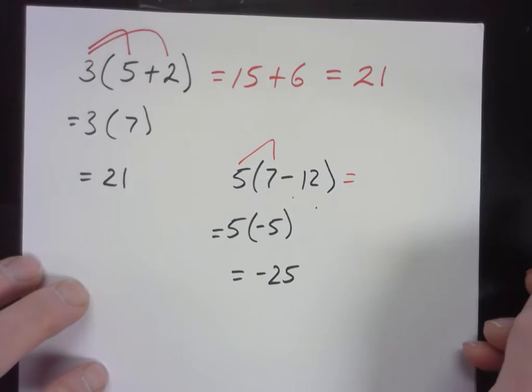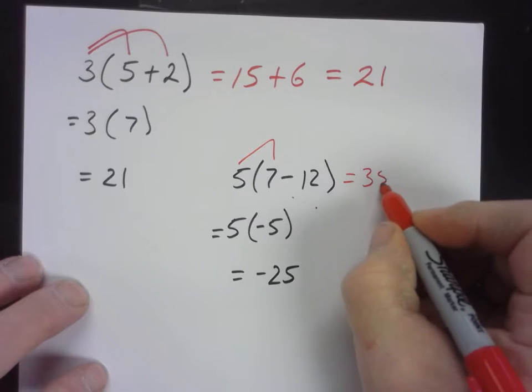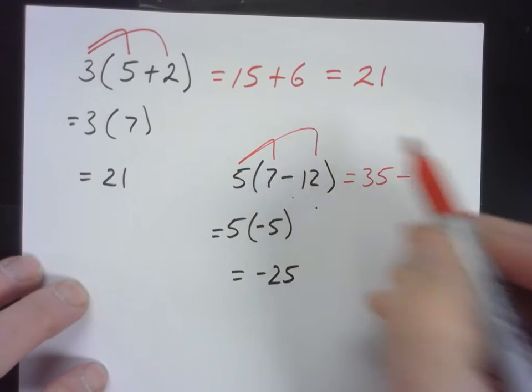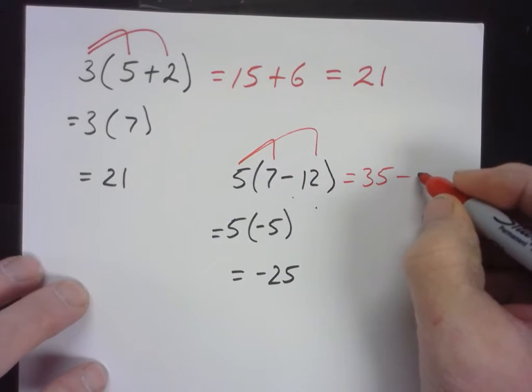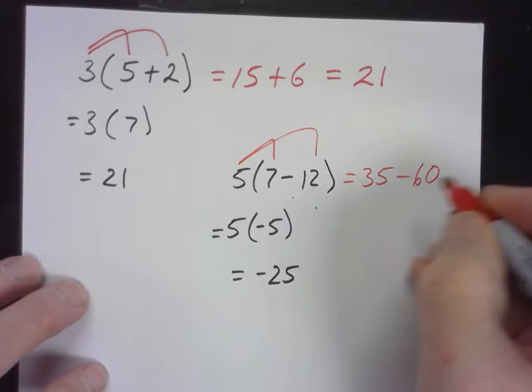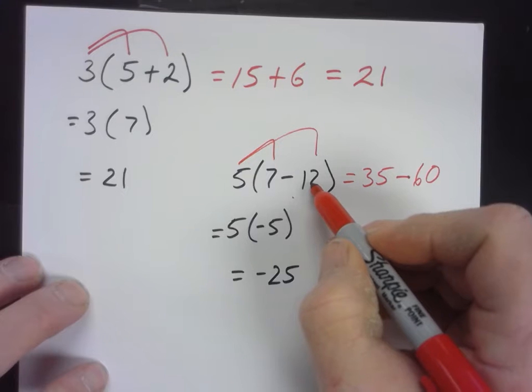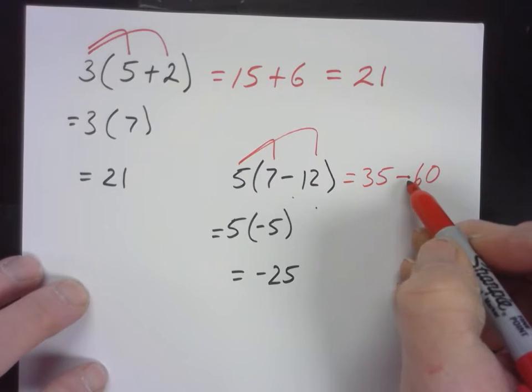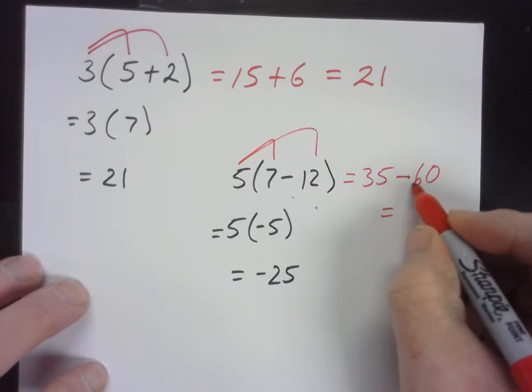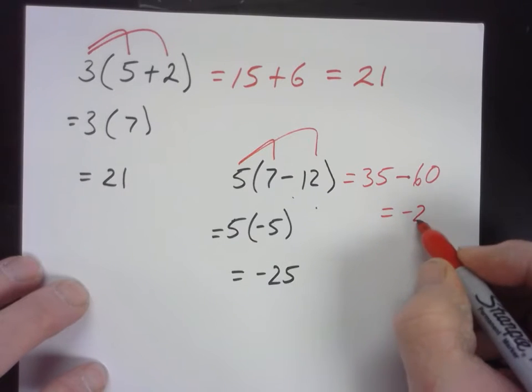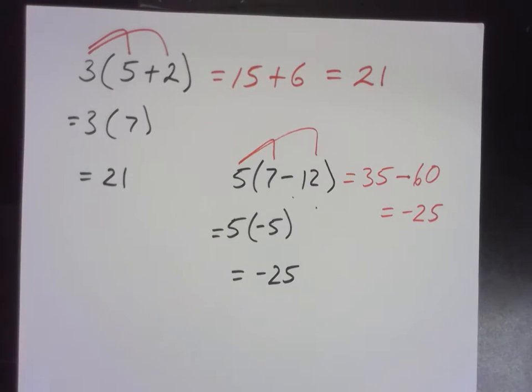5 times 7? 35. 5 times negative 12? Negative 60. Now you notice how I put the negative down way before I worried about the 5 times 12? I knew the answer was negative, didn't I? Now if we take 35 and subtract 60, it does work all the time.